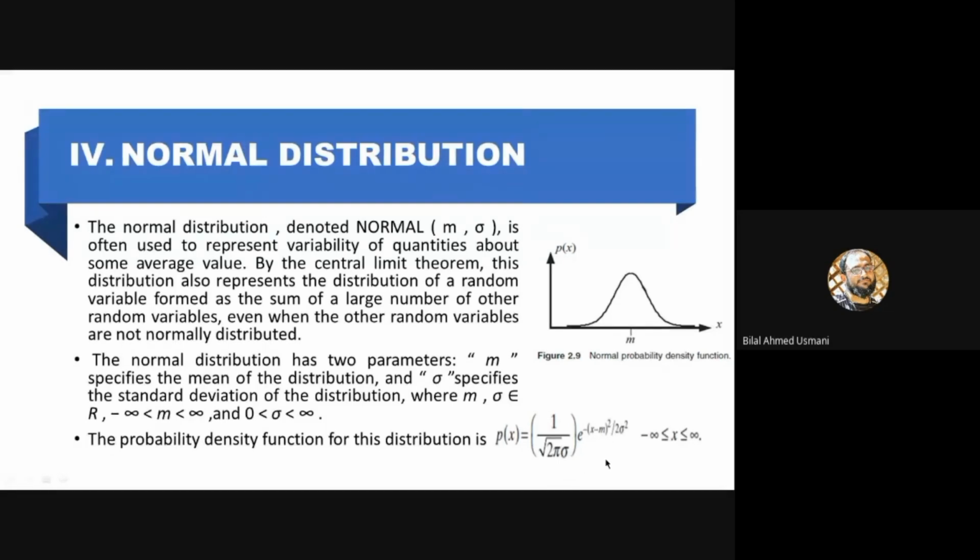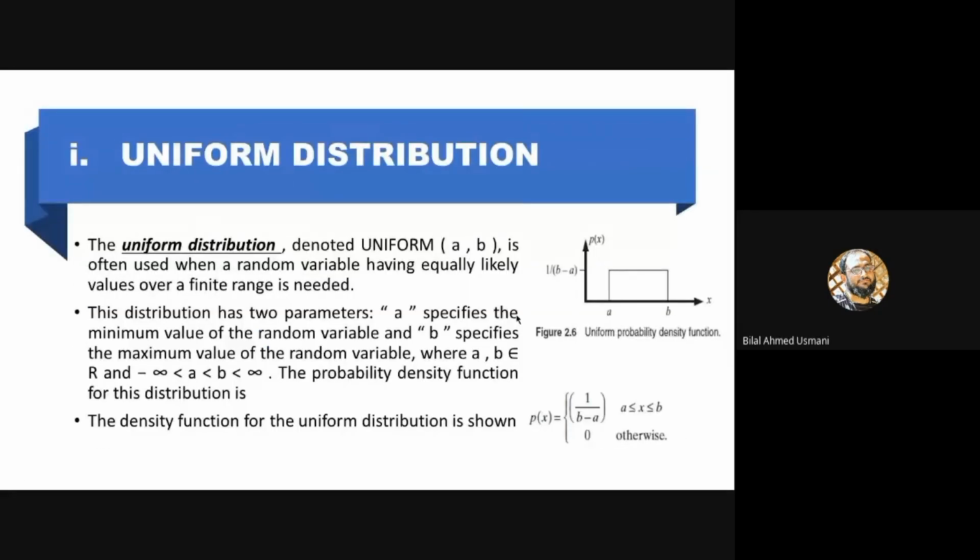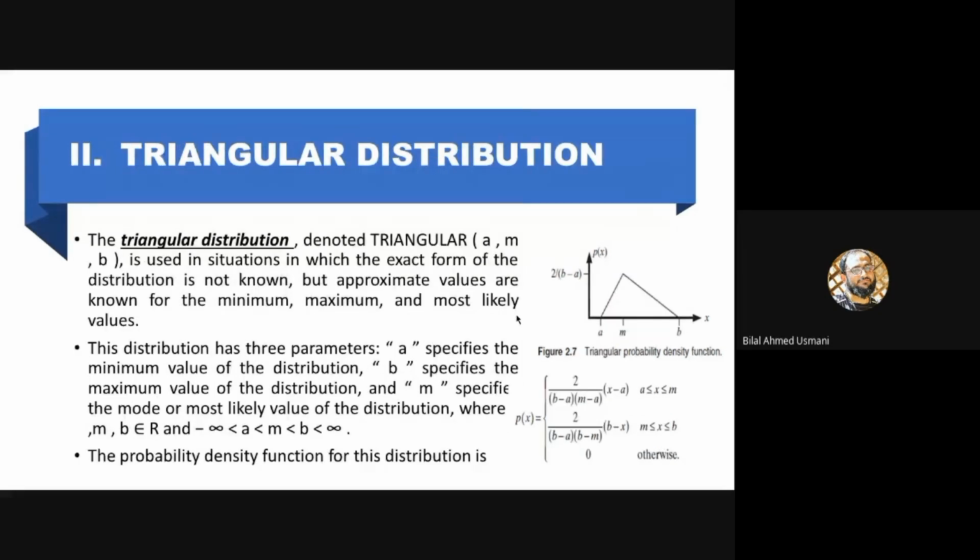So what is m over here? If you go back to the first distribution, how many parameters do we require for a uniform distribution? Minimum, maximum. How many parameters do we require for a triangular distribution? Minimum, maximum, most likely.